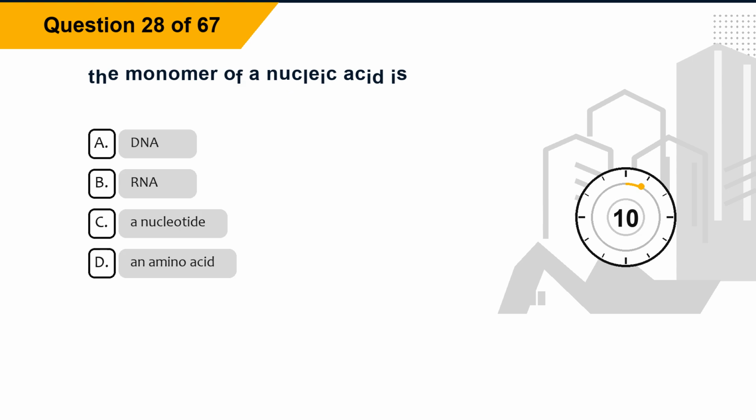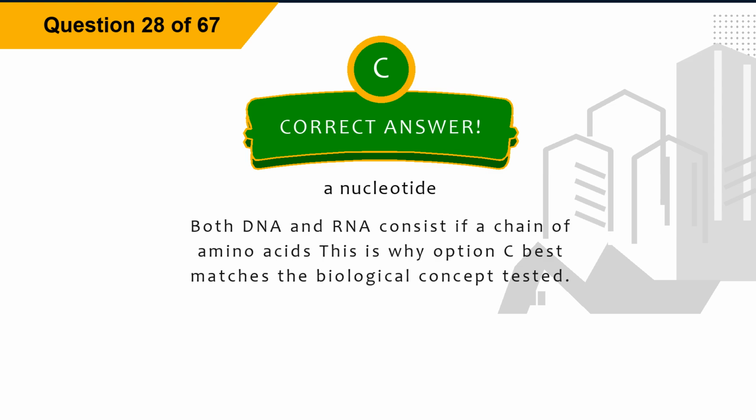Question 28. The monomer of a nucleic acid is option A, DNA. Option B, RNA. Option C, a nucleotide. Option D, an amino acid. The correct answer is option C, a nucleotide. Explanation: both DNA and RNA consist of a chain of amino acids. This is why option C best matches the biological concept tested.